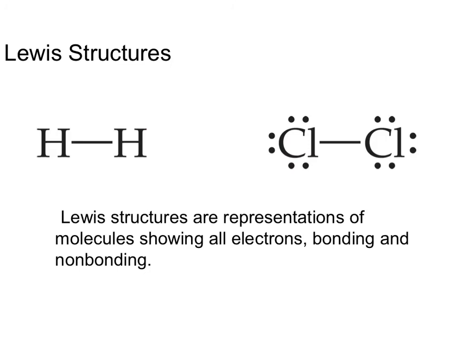And so a Lewis structure is a representation of a molecule showing all of the electrons, both bonding and non-bonding. Here we have H2 with the 2 electrons in the bond. Here we have Cl2 with our 2 electrons in the bond, and each chlorine atom also has 3 lone pairs around it, 3 non-bonding pairs of electrons.